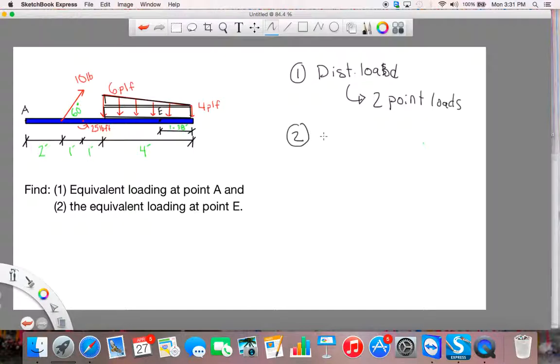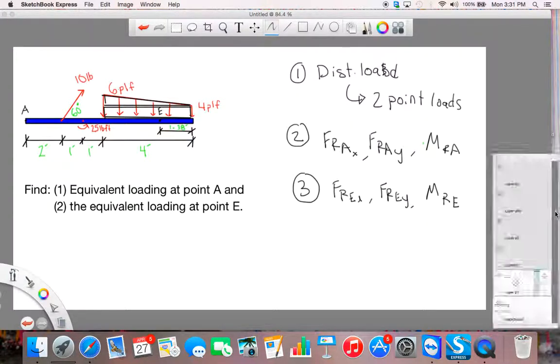Once we've done that, we want to determine the resultant forces. So the force resultant at A in the x direction, the force resultant at A in the y direction, and the moment resultant at A. And finally, we'll do the same thing: force resultant at E in the x direction, force resultant at E in the y direction, and the moment resultant at E. So these are the steps we're going to end up taking.